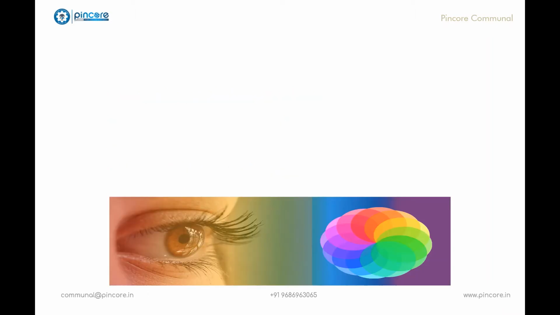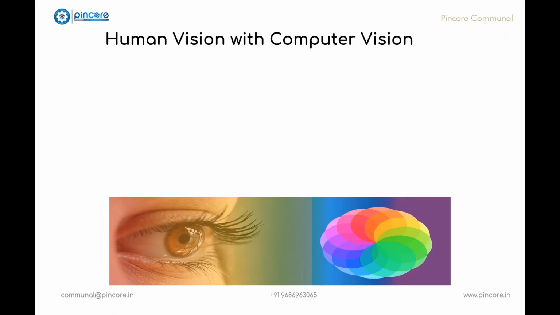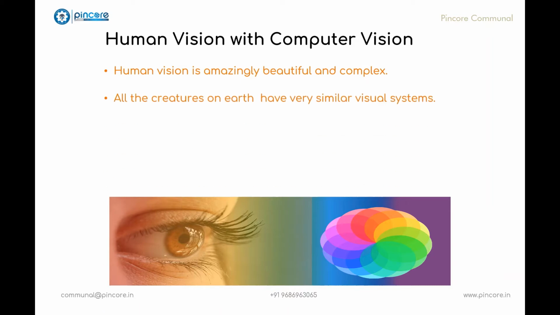First, we will see how human vision is different from computer vision. Human vision is amazingly beautiful and complex. An individual eye works almost the same way a camera does. Light moves through the lens system and falls on tiny cells that work as sensors and send the image to the brain. All the creatures on earth have very similar visual systems. They include eyes for capturing light, receptors in the brain for accessing it, and a visual cortex for processing it.